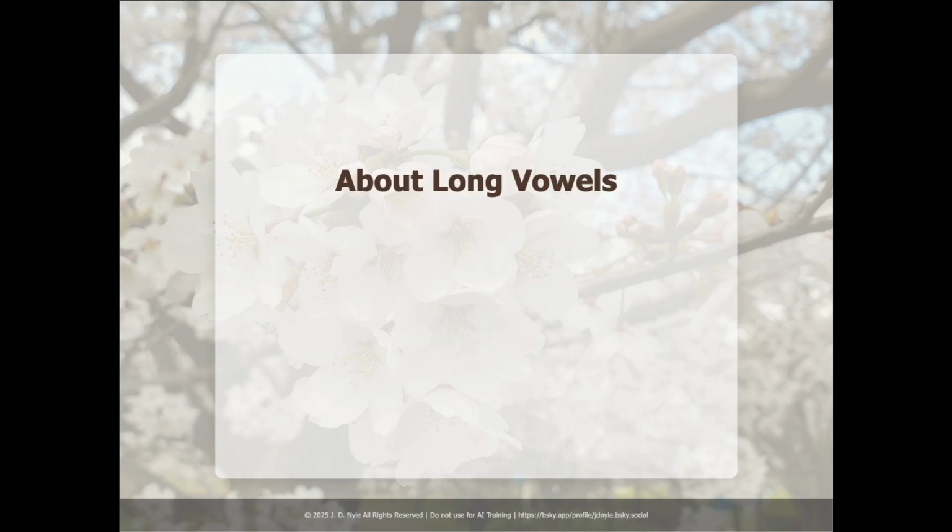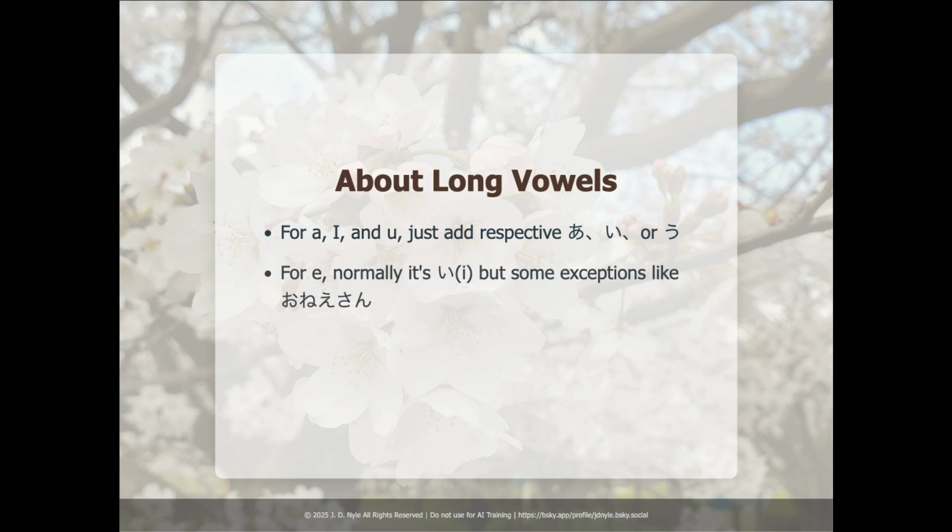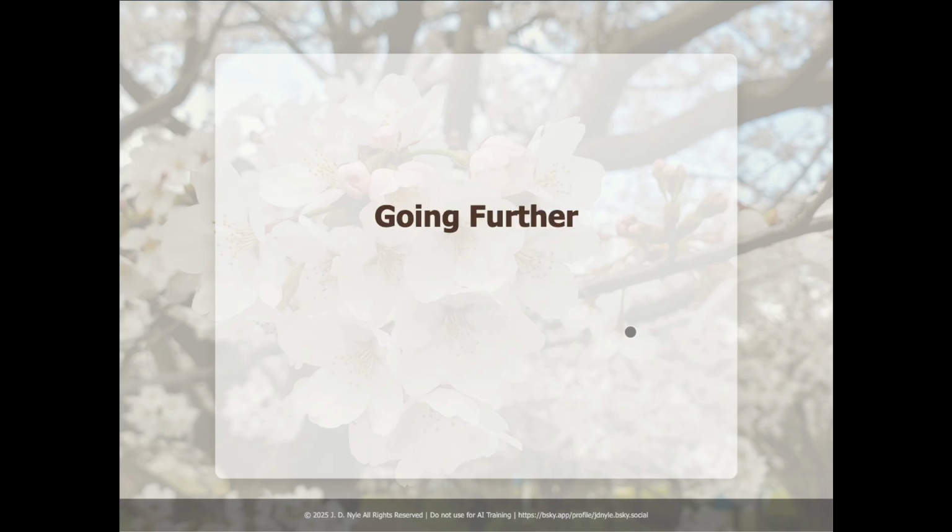So about the long vowels, as I already mentioned, for a, i, and u, just add the respective a, i, or u characters. For e, normally it's i, but some exceptions like oneesan uses e for the extension. For o, normally it's u, but in some exceptions like ooki, you will use the o again.